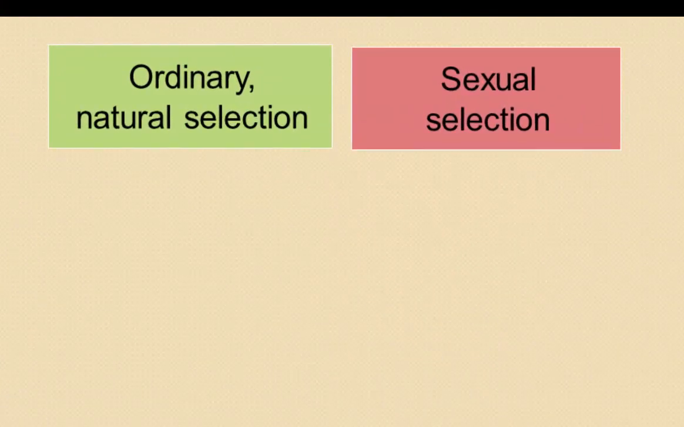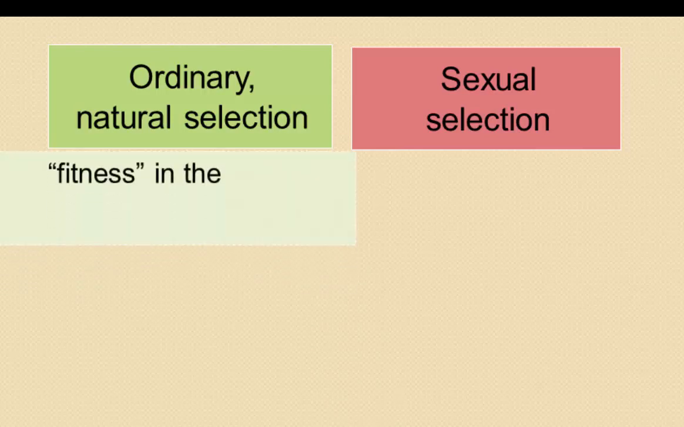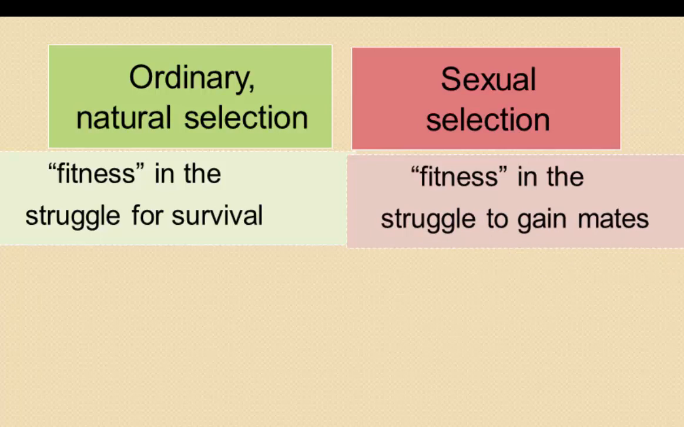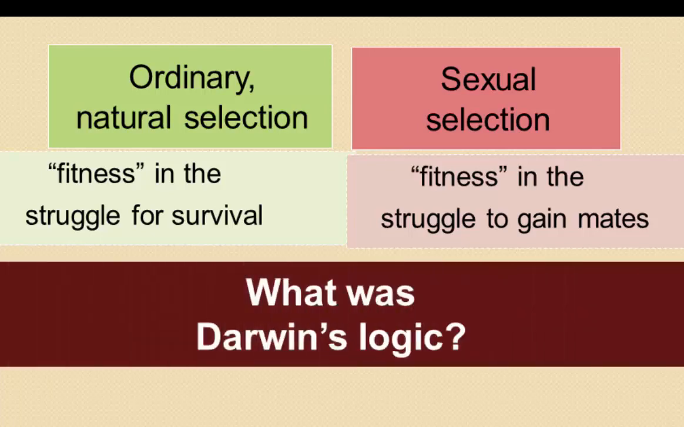So Darwin drew a distinction between ordinary natural selection and sexual selection. What he meant by natural selection was fitness in the struggle for survival, whereas sexual selection had to do with fitness in the struggle to gain mates. I guess the best way to put this is that natural selection was about surviving long enough that you could reproduce, whereas sexual selection was centered just on gaining mates. And for Darwin, this helped to explain something.